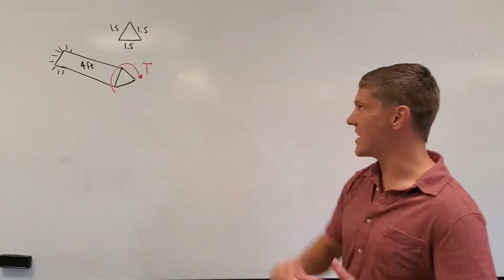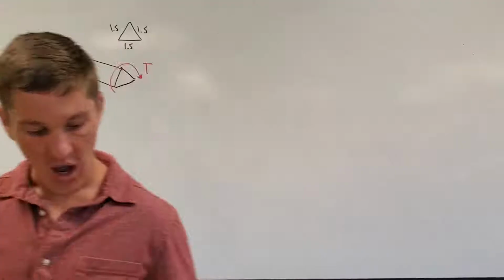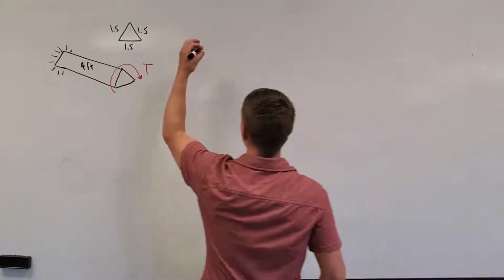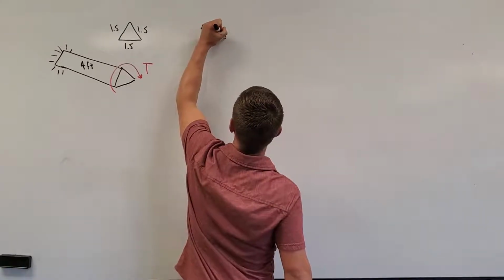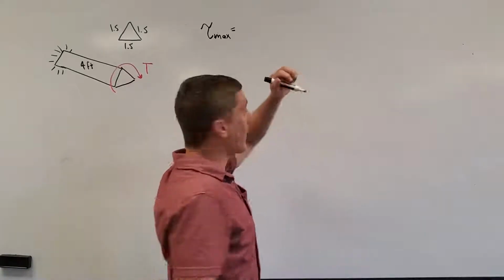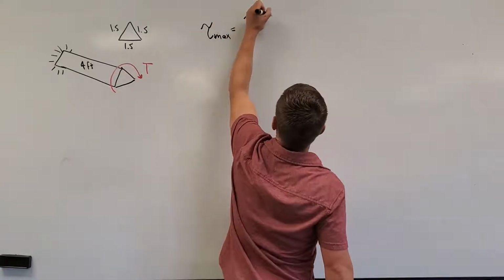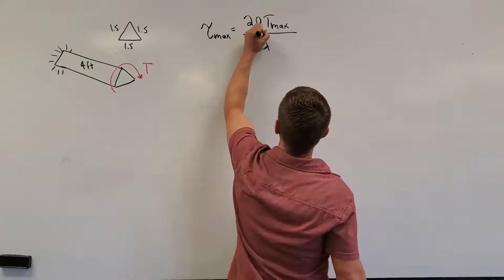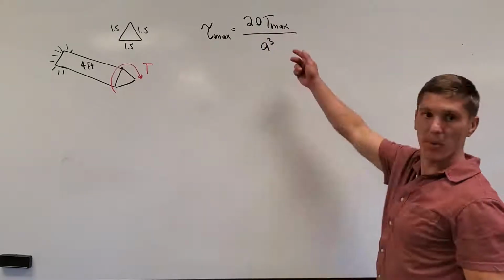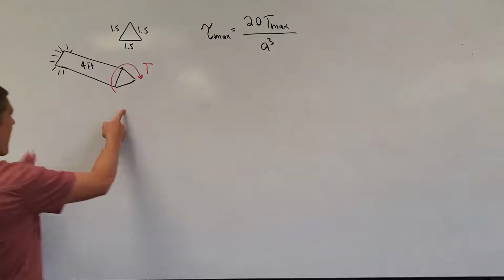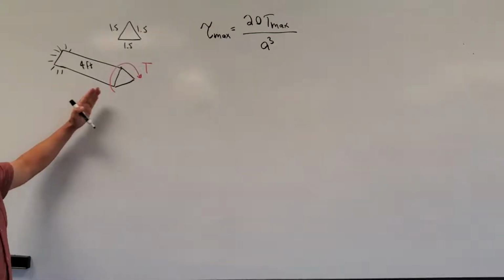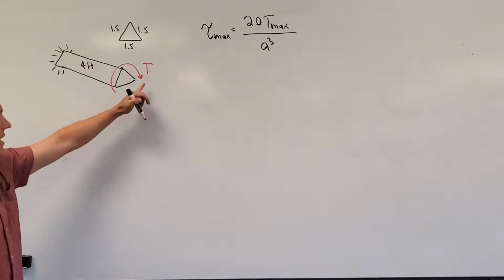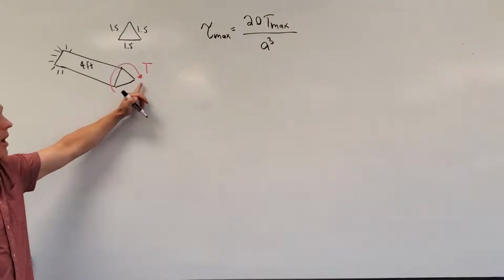Okay, so we see it's an equilateral triangle, so we jump into our class notes and pull our equations for an equilateral triangle, and we can start with our maximum shear stress. Our maximum shear stress is going to be equal to 20 times our maximum torque over a cubed. Well, this one's pretty straightforward. If I make a cut anywhere on the interior of this shaft, it's always going to have the same internal torque, equal to T, which is our applied torque.